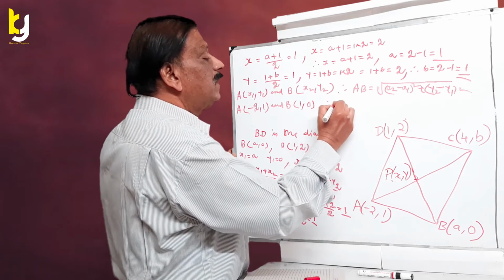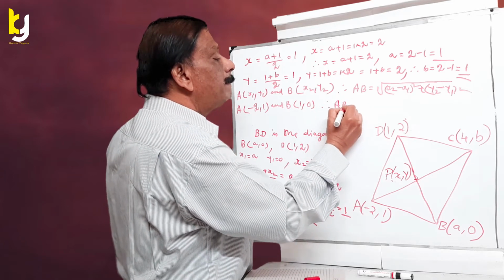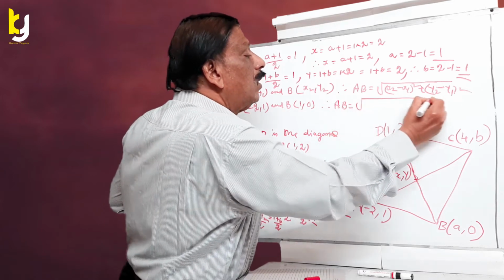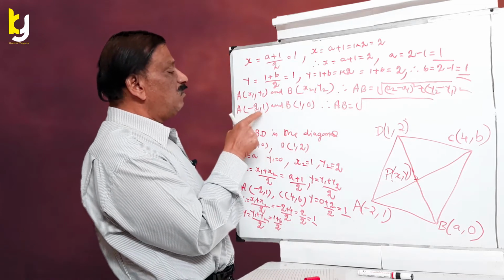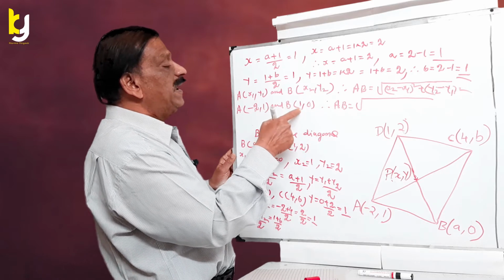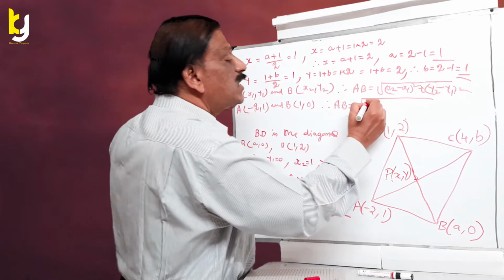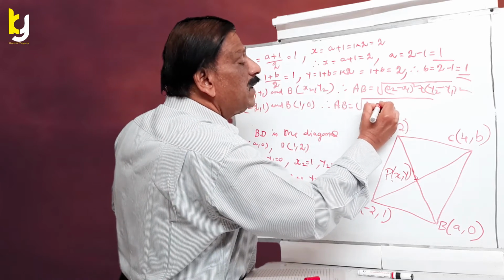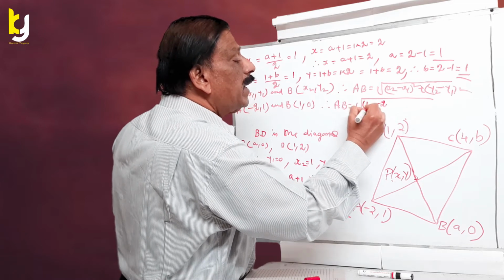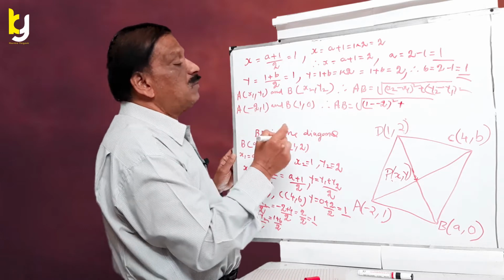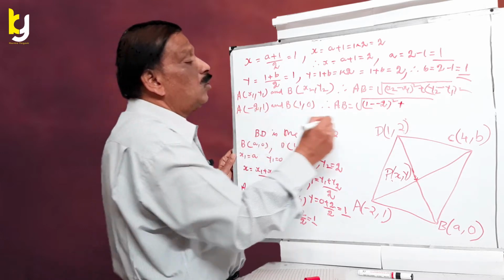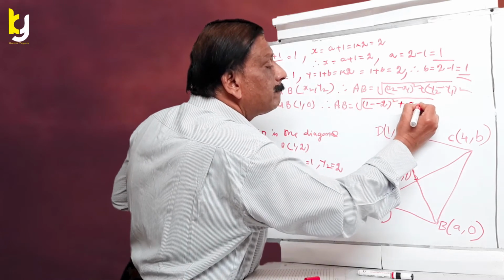Therefore, AB equals root of x2 minus x1 whole square. Here this is x1 y1, this is x2 y2. x2 minus x1 whole square, that is 1 minus 2 whole square, plus y2 minus y1 whole square. y2 is 0, 0 minus 1 whole square.